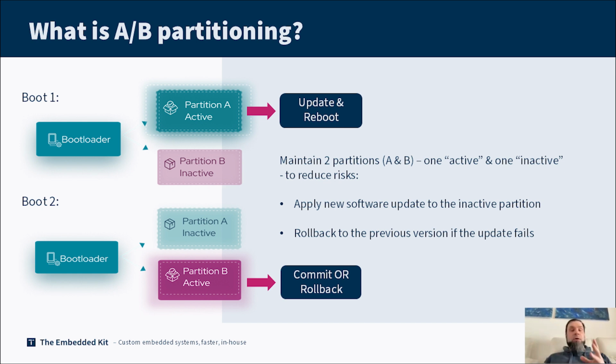AB partitioning, or active-inactive as some others call it, means that you have an A partition for the active root file system, the active operating system that is running, and the B partition, which is for the inactive one, which holds a copy or scratchpad area. Let's call it like that.